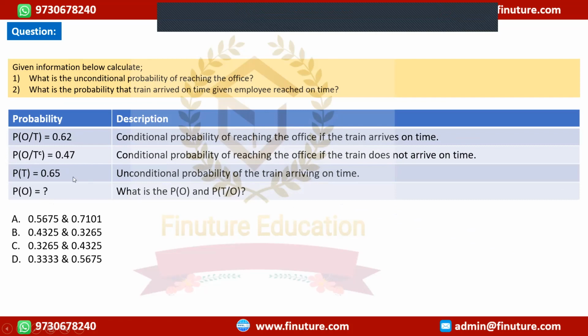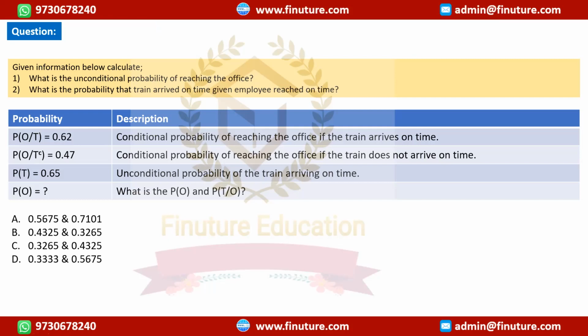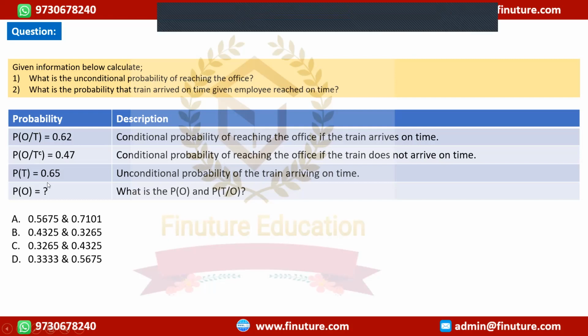So the situation is that you have been given the unconditional probability of the train arriving on time as 65%. It goes without saying that the train not arriving on time has a probability of 35%, because either the train will come on time or it will not. So it's the complement of 65%, that's 35% of the time the train doesn't come on time.